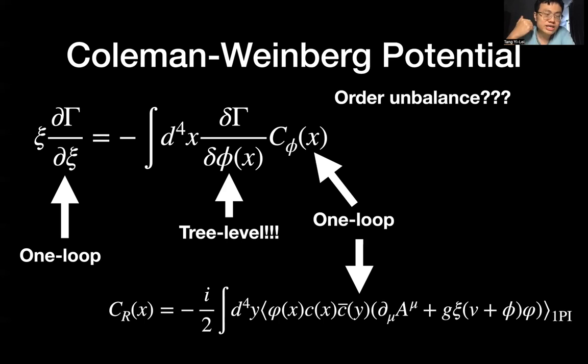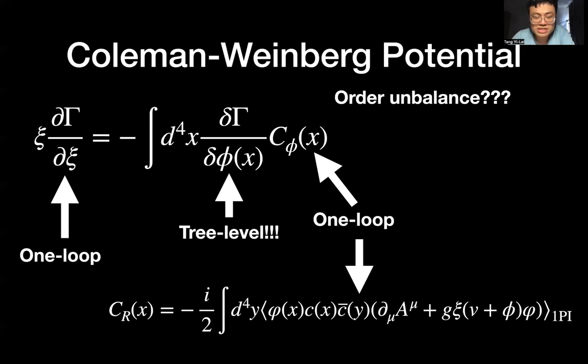So on the left-hand side of this equation, we will include all the contributions from the one-loop diagrams. However, on the right-hand side, as we can see from the definition of C phi, at least the one-loop diagram contributes here. For example, C phi is an operator, a multiplication of two operators, depending on both X and Y. And at least two propagators will propagate from the space-time point X to the space-time point Y. Therefore, C phi should be at least one loop.